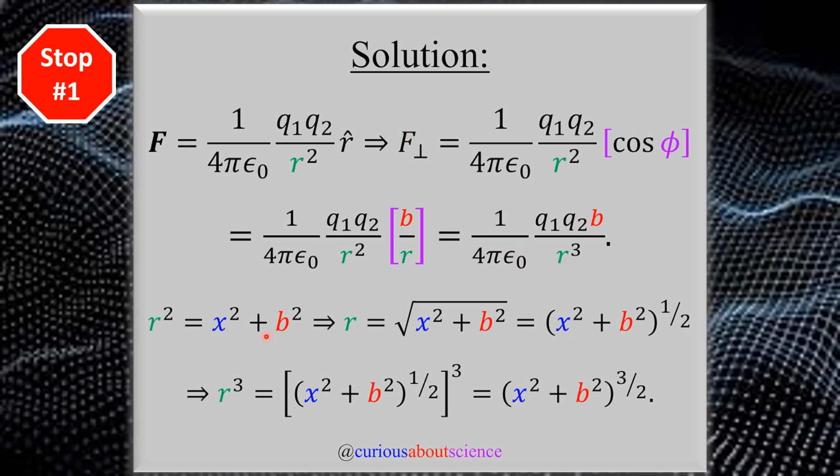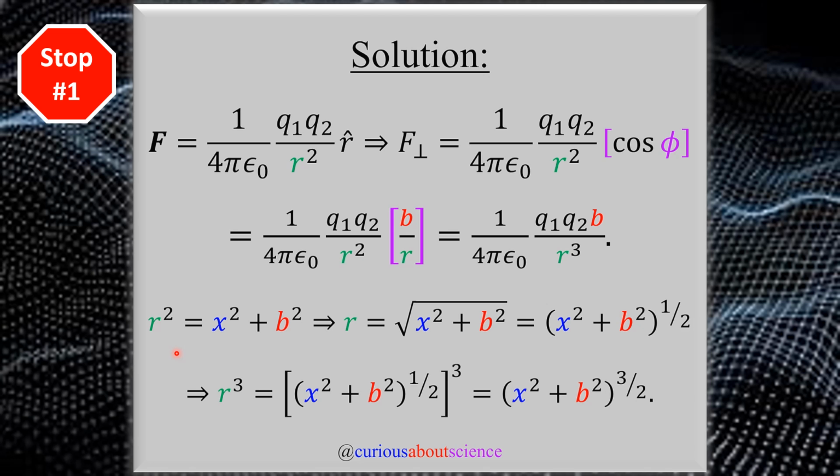But r, being the distance between the two points, was also given to us, and we need to put this in terms of x and the impact parameter, mainly because we want impact parameters. Okay, and so because of this, we can use the Pythagorean theorem and just tidy this up very quickly.